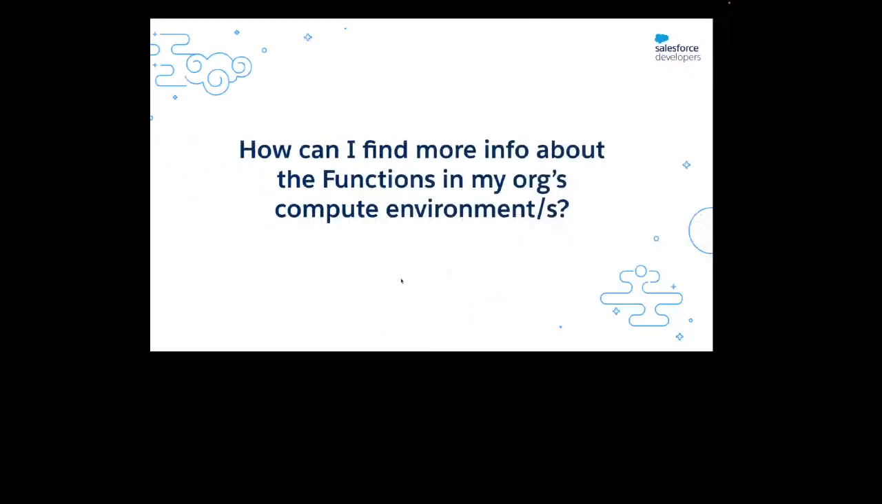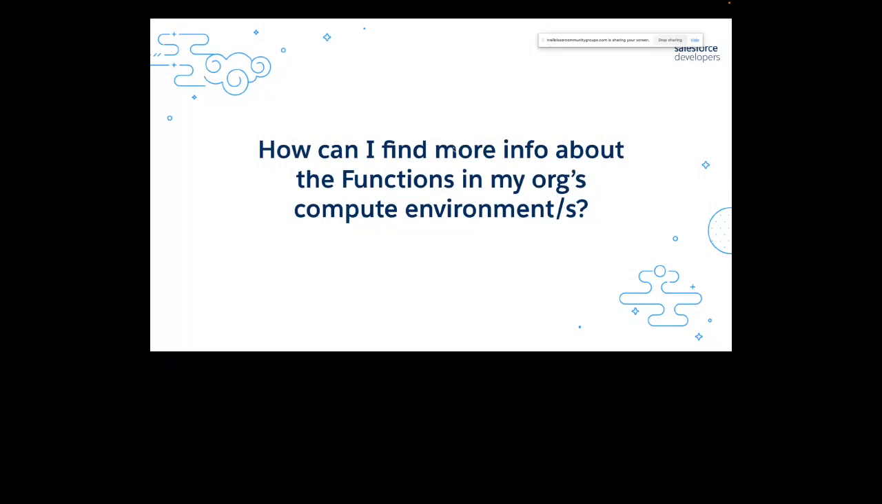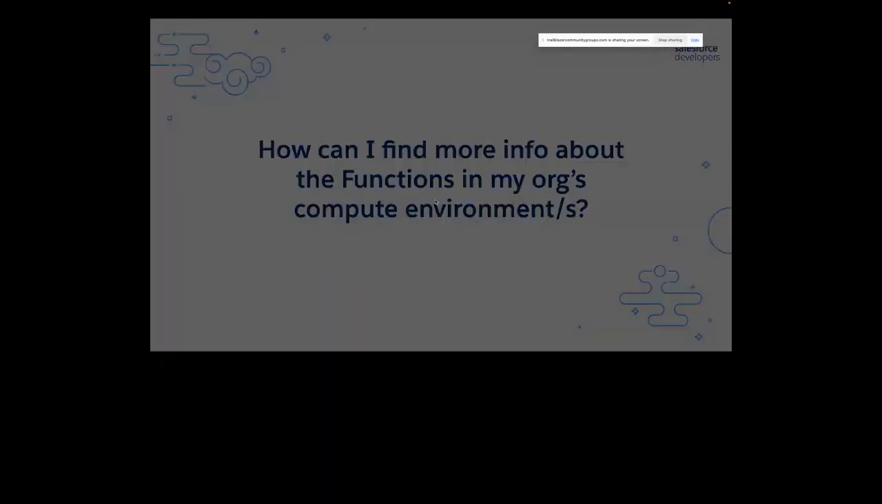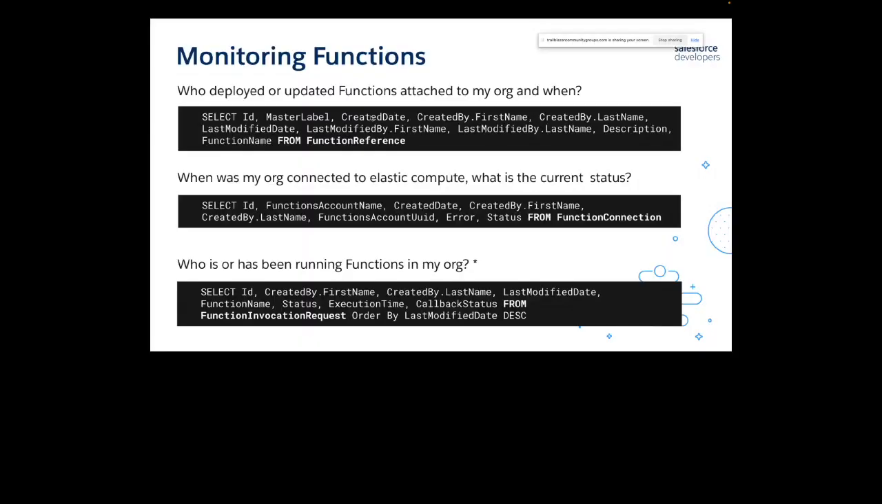Now, there are a few more things that you can do with Apex. So how do you find more information about functions in your compute environments? There are a bunch of metadata objects in the background that are created that you can query using SOQL in order to determine many things, like let's say who deployed this function or who updated the function. So there is a function reference object, and it's going to show you created by, last modified by, all of that is present over here that you can query.